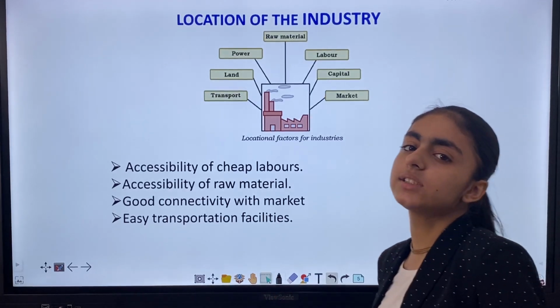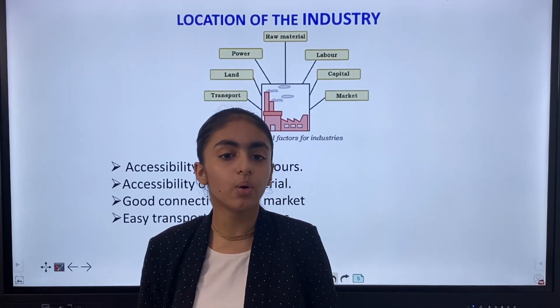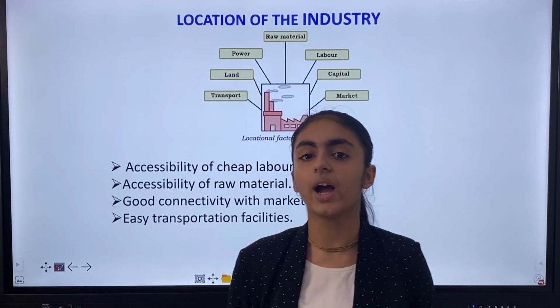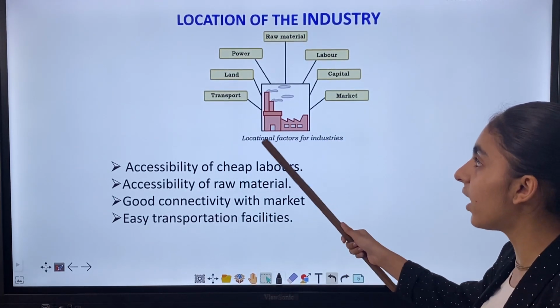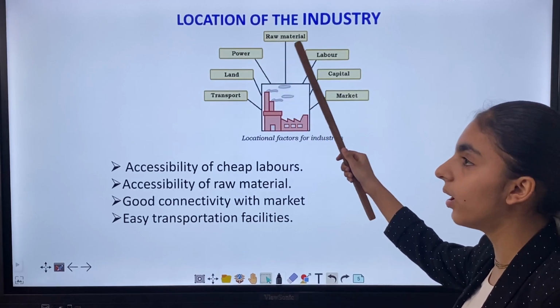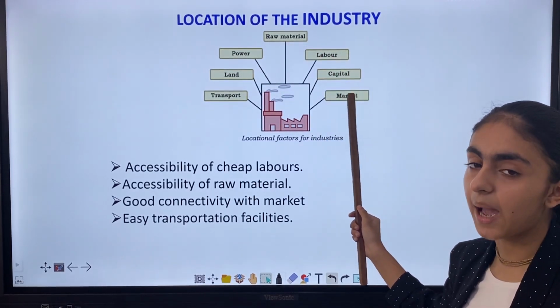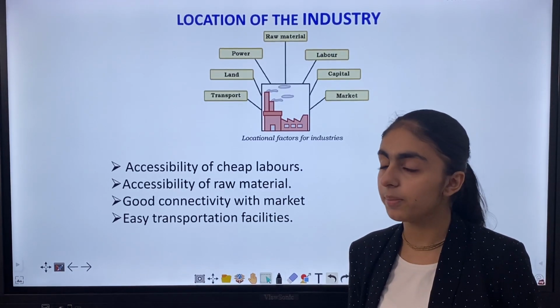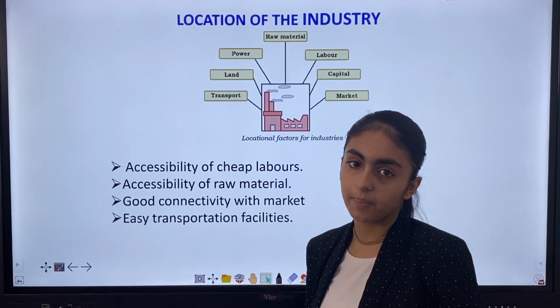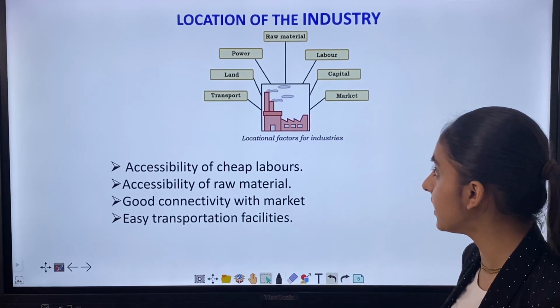Next, we cannot set up any industry at our own choice. There are many factors which determine the location of industry like transport, land, power, raw material, labor, capital and market. There should be cheap labor, accessibility of raw materials, good connectivity with the market and easy transportation facilities.